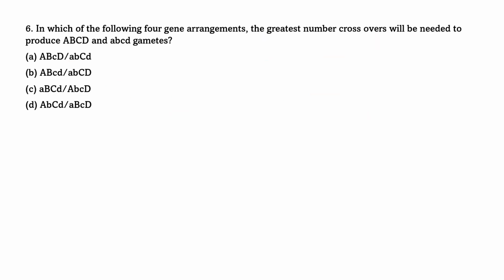Next, in which of the following four gene arrangements will the greatest number of crossovers be needed to produce capital A, capital B, capital C, capital D and small a, small b, small c, small d? I have also explained this in the previous video, so I will just be expecting the answer from your end. Kindly comment on this video. Okay.